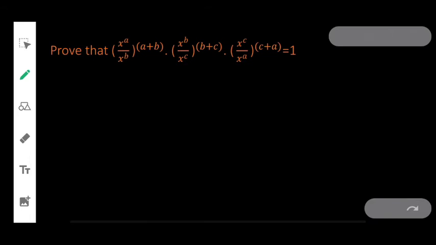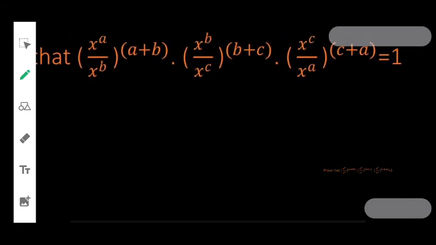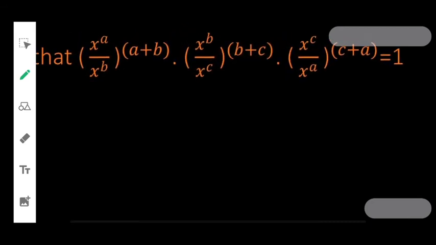Next question: prove that (x to the power a by x to the power b) whole power a plus b into (x to the power b by x to the power c) whole power b plus c into (x to the power c by x to the power a) whole power c plus a equals 1. Now moving to the left hand side, that is (x to the power a by x to the power b) whole to the power a plus b.